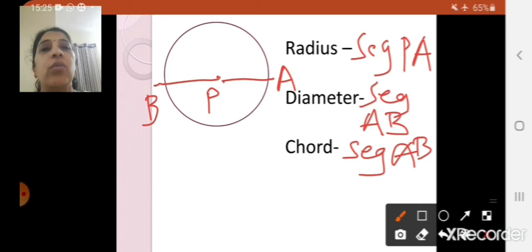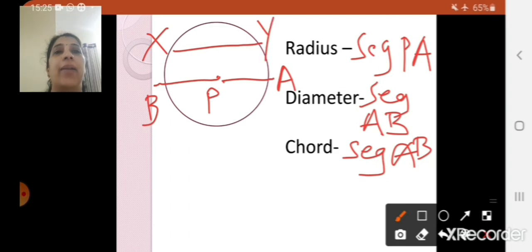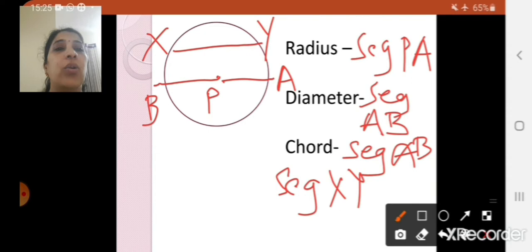Also what we can do? We can join any two points on the circle and name it as X and Y. So segment XY is also your chord of the circle. Now if you can see, children, I had written radius as segment PA, but you can see there is another radius also, segment PB. So I will write segment PB also as the radius.